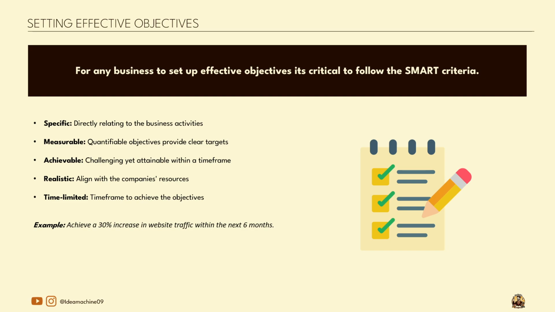First one being specific, which means your goal has to be directly relating to the business activities. For example, making sales, generating profit, getting website traffic, things like that, whatever is the activity that your business is trying to conduct. Measurable, which means quantifiable objectives providing clear targets. This means that it is very important for your objective to be measurable. You cannot just set up an objective that says increase market share. That is something that is very difficult to measure.